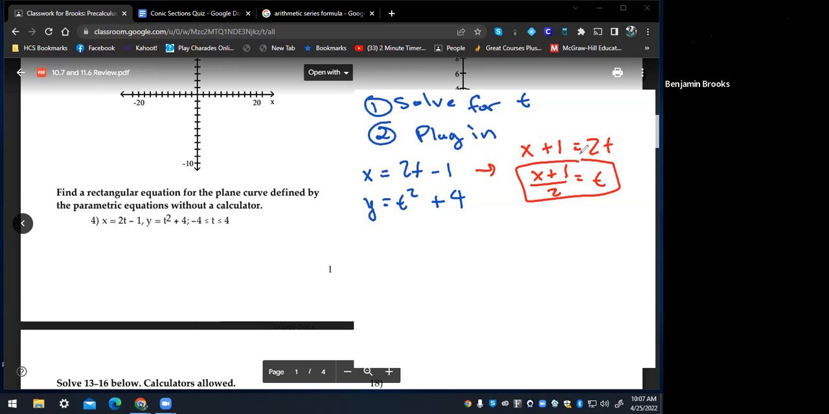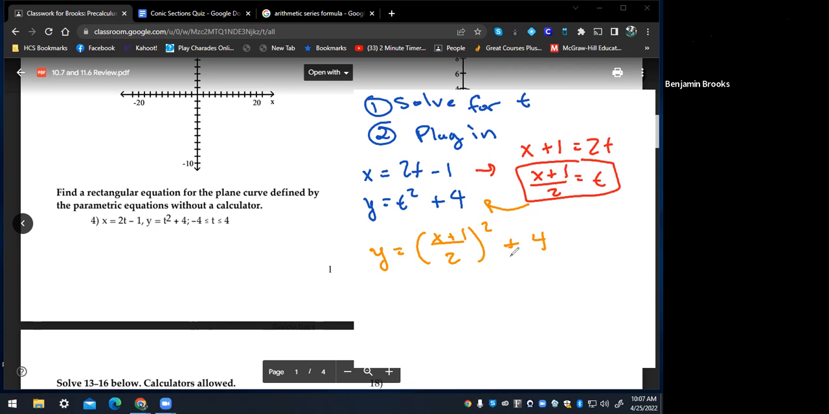Should be real simple, real easy. I'm stalling so you can have it. Make sure that you got it down, all that good stuff. All right, and now since we have t in terms of x and we want rectangular, we can just plug it into the other one. And when we do that, it's going to look like this. Y equals x plus 1 over 2 squared plus 4. It's just substitution.